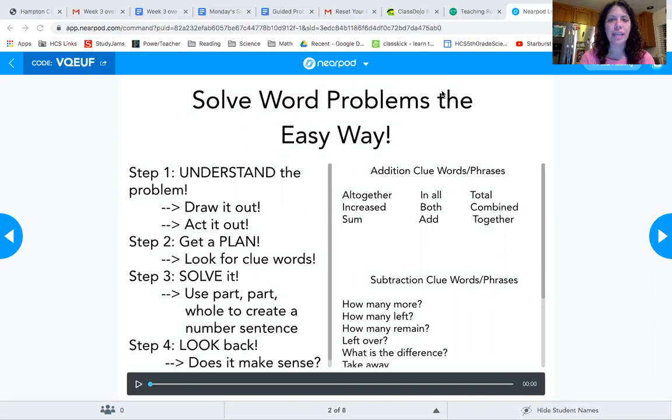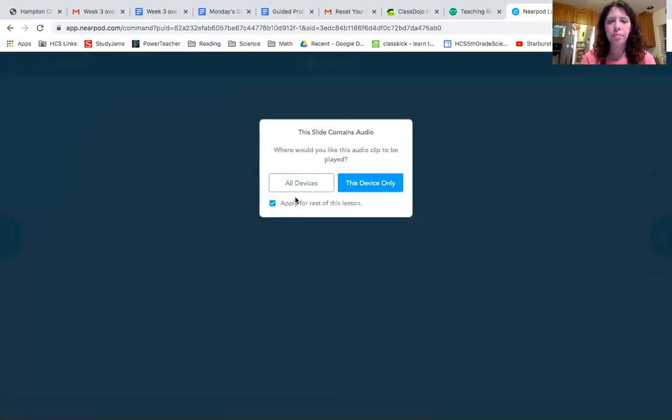So, what you're looking at is our Nearpod. So, solve word problems the easy way. As you can see here, I included our notes, the 4 steps to solve word problems, and also our clue words for addition and subtraction. And of course, you see here a little play button. If you still need to do the Nearpod or look at our future Nearpods, make sure you click on that and it will actually read the page out loud to you. So let's go ahead and take a look.